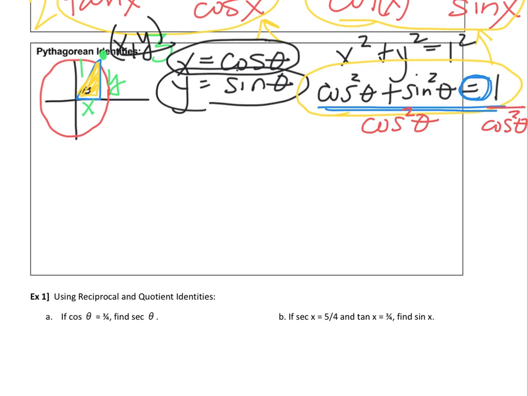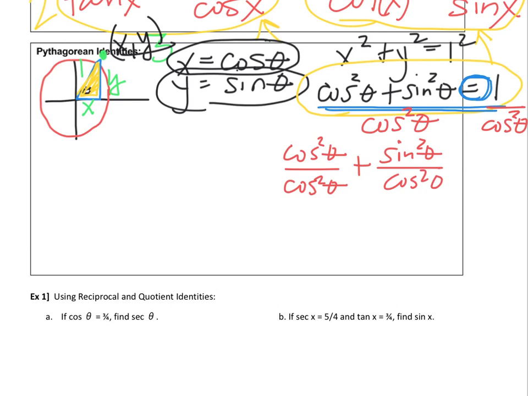So what I'm going to do is break this up then. So I would get cosine squared theta over cosine squared theta plus sine squared theta over cosine squared theta is equal to 1 over cosine squared theta.